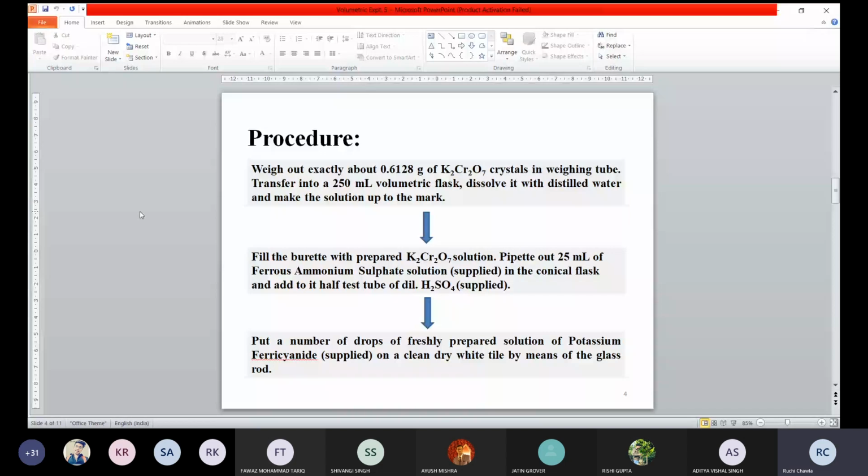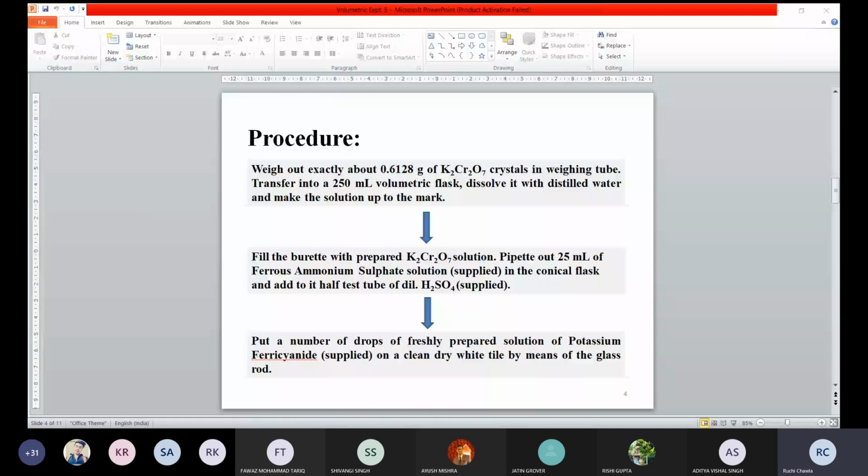As we did it for EDTA. EDTA was not known to us, then what did we do in that case? How do we proceed? We have to take a known solution of K2Cr2O7 first. Yes, we have to take a known solution definitely. Then only we'll be able to find out the strength of ferrous ammonium sulfate.